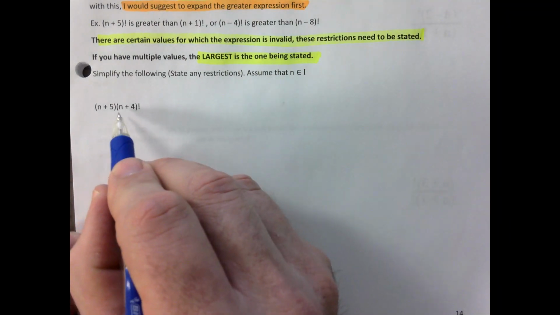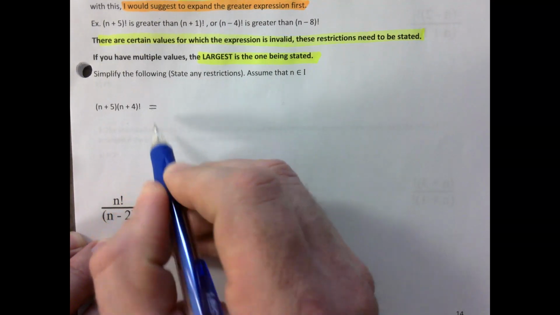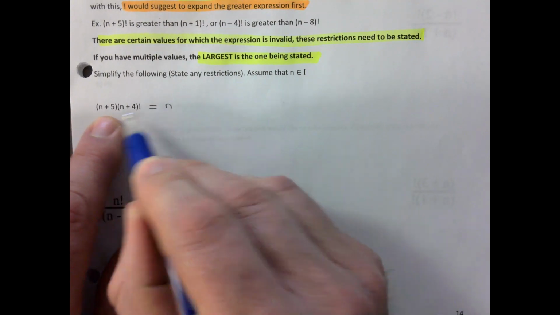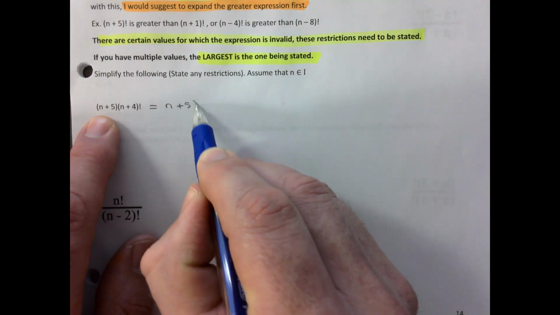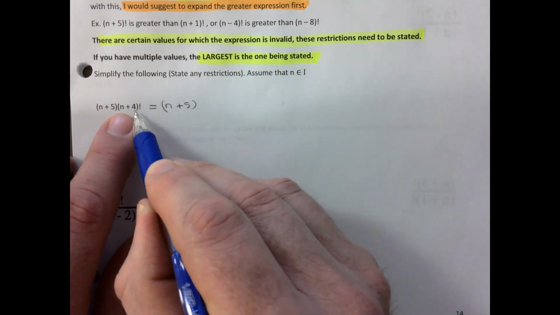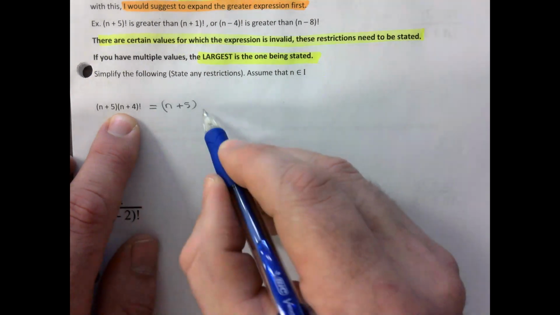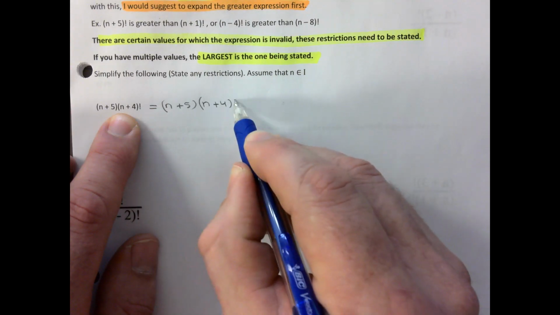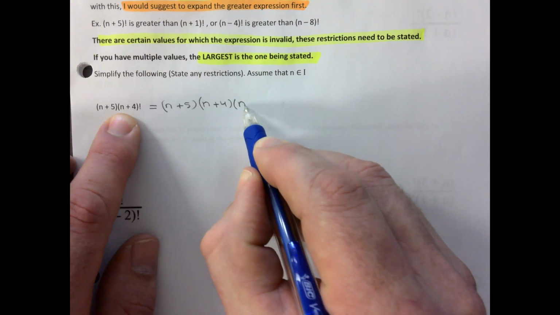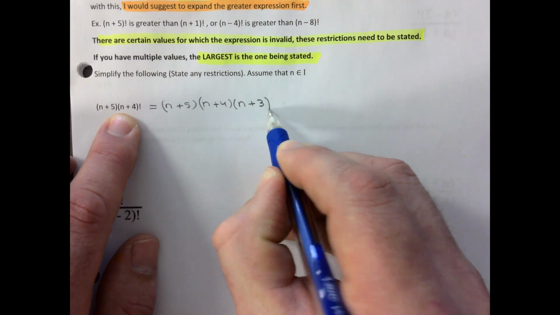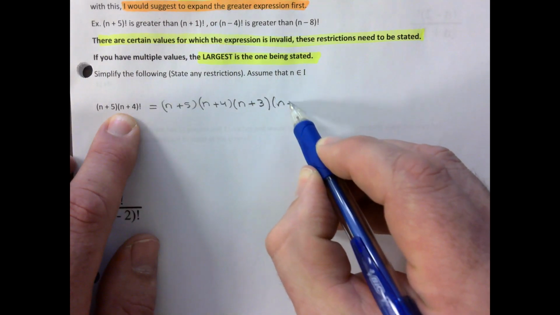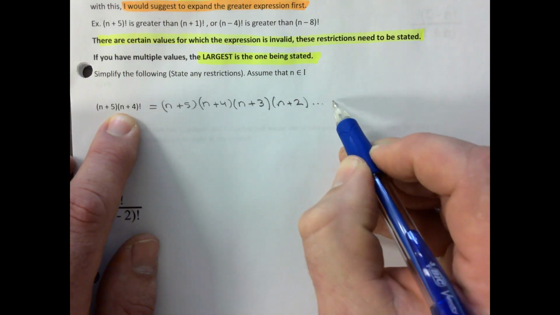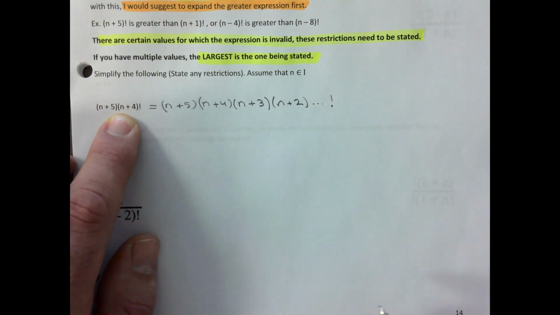So if you had something like this, and I asked you to simplify that, I don't know if you see it, but n plus 5 doesn't have a factorial on it, so we'll just leave it. But n plus 4 has a factorial on it. So that would mean I would go n plus 4. What's 1 less than n plus 4? N plus 3. N plus 2. That would just continue on. And I'll just slap a factorial on it because it keeps going.